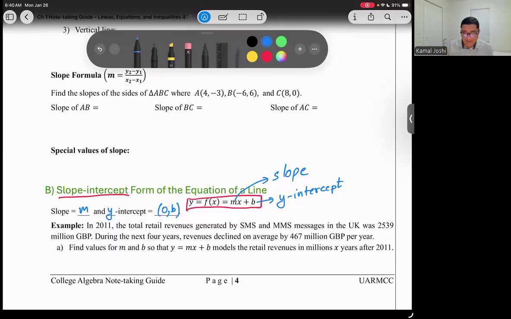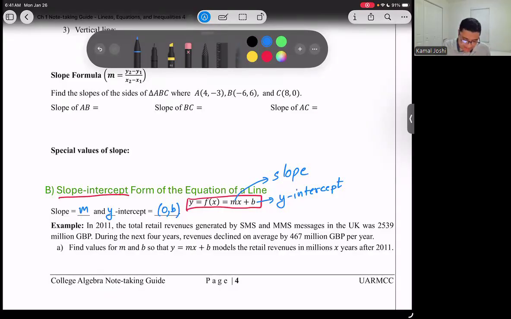Let us see some examples. In 2011, the total retail revenues generated by SMS and MMS messages in the UK was 2,539 million Great Britain pounds, I guess. I'll just call it pounds for short. During the next 4 years, revenues declined on an average by 467 pounds per year, million pounds per year.